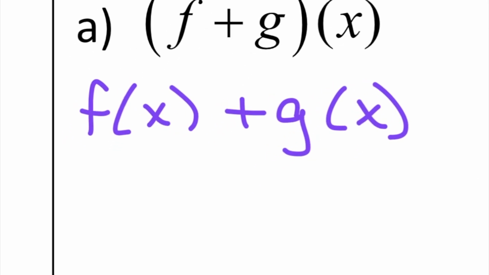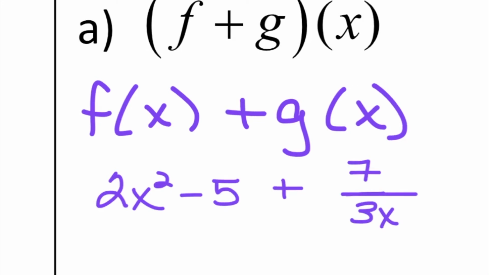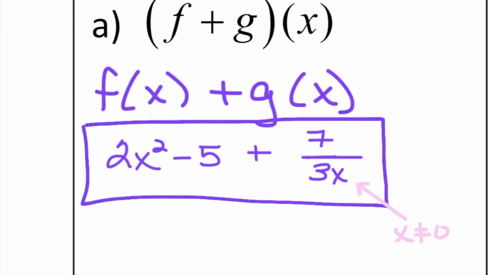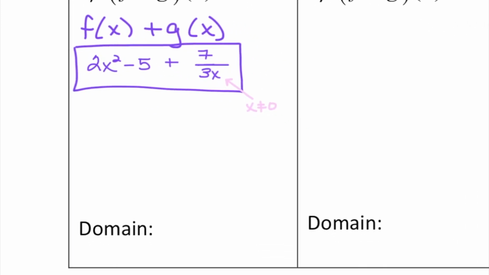And so f of x is 2x squared minus 5, and g of x is 7 over 3x. And there is nothing that can be simplified there, so that is your answer. And you do see that there's an x in a denominator, so x cannot equal 0 here, and therefore your domain for the whole problem is negative infinity to 0, not including 0, and 0 to positive infinity.